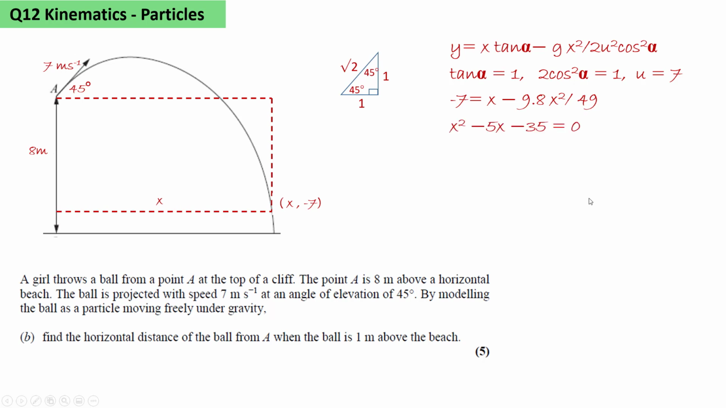We rearrange this to give us a quadratic in x. We can solve with the formula, and we get the only positive solution being x equal to 8.92. So the horizontal displacement will be 8.92 meters.